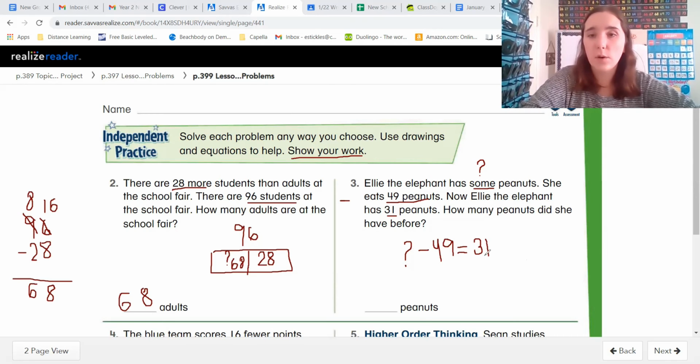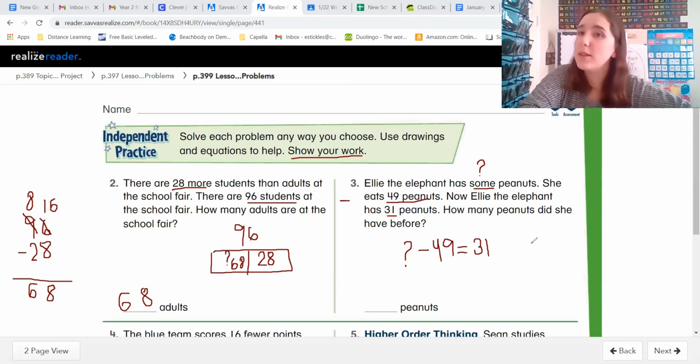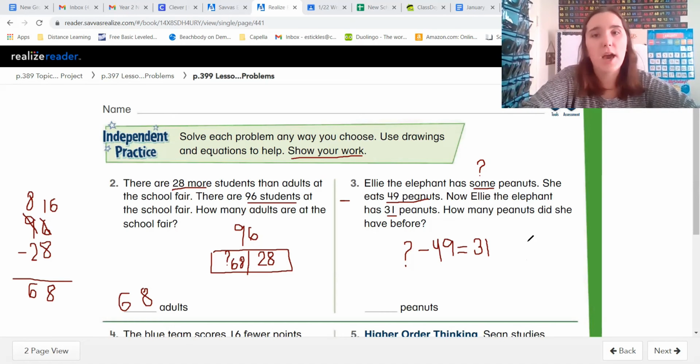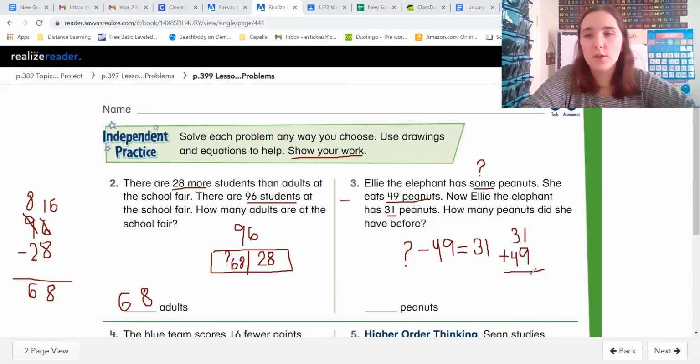So because I have the total and I have one of the parts, I'm actually going to add those together because 31 plus the number that she ate will tell me how many she had when she started. So 31 that she ended up with plus the 49 that she ate is going to tell me how many she started with. 1 plus 9 equals 10. So 0 ones and regroup my 10. And then 4 plus 4 equals 8 tens. So that means she started with 80 peanuts.